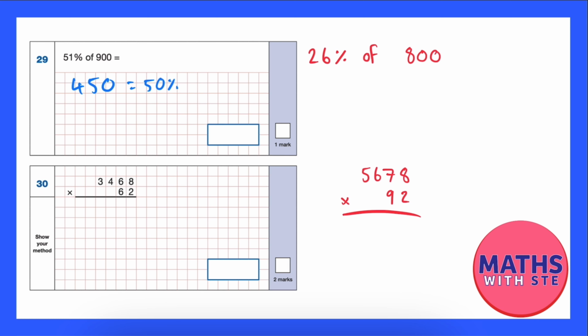1%, well, to find 1%, I just need to divide it by 100. And to divide it by 100, I move it 2 places, which is going to give me 9. So 9 equals 1%. So 51% would equal 450 add 9, which is going to be 9, 5, 4. So it's going to be 459. Great. Okay. Long multiplication.